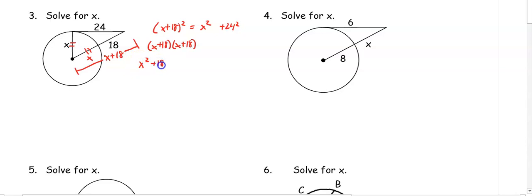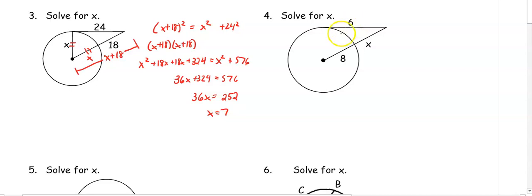So we get x squared plus 18x plus 18x plus 324 equals x squared plus 576. Because there's an x squared on both sides, those cancel out. We're left with 36x plus 324 equals 576. We can subtract from both sides, so we get 36x is equal to 252. When we divide by 36, we get that x equals 7.